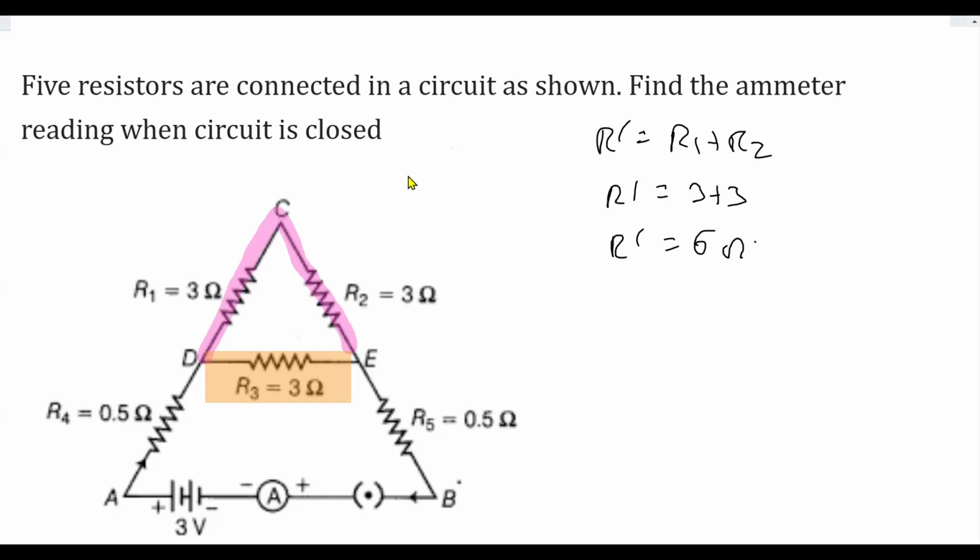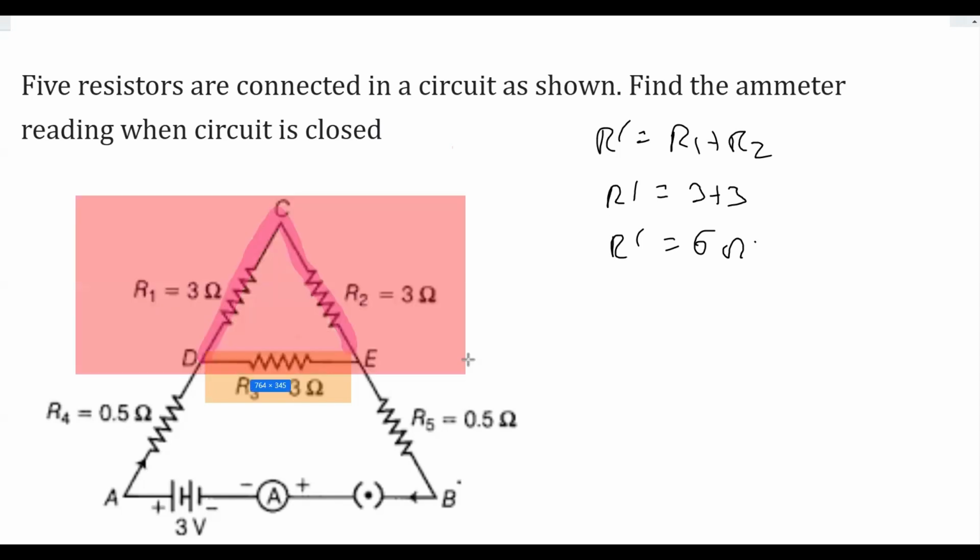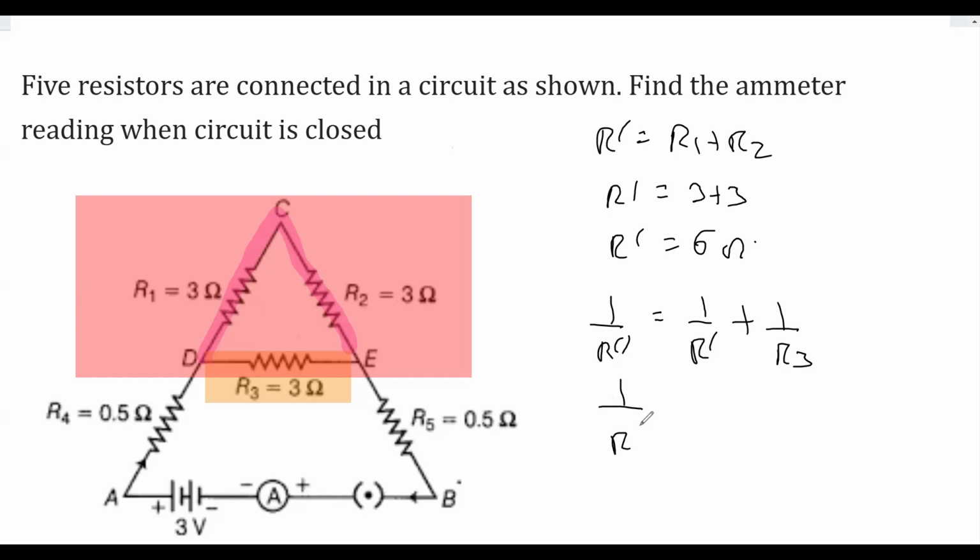If I ask for the total resistance across this region, the red shaded portion, I'll use 1 over R double dash equals 1 over R dash plus 1 over R3. Let's calculate it. How much is this? It is 1 by 6 and this is 1 by 3.